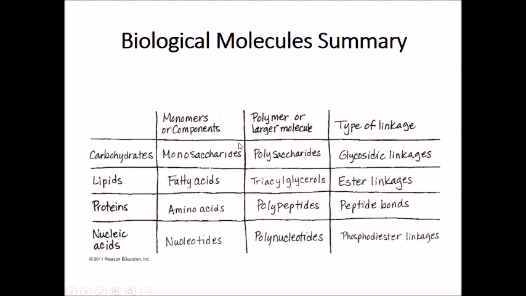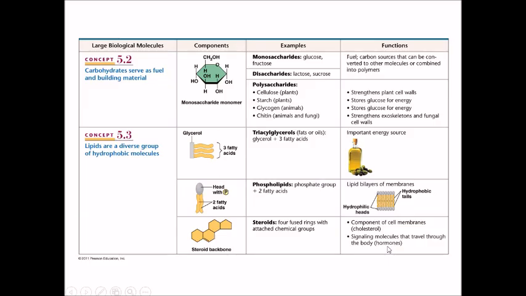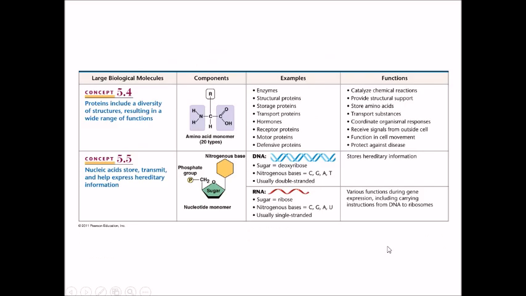And the linkage between monomers of carbohydrate is the glycosidic linkage, and the bond between the smaller components of lipids is the ester linkage. And then the bond between the monomers of protein is the peptide bond, and the bond that forms between the monomers of nucleic acid is known as the phosphoester linkage. Okay, so this one you can read by yourself later.